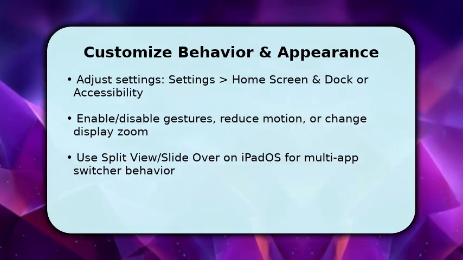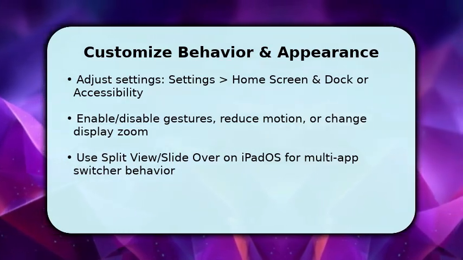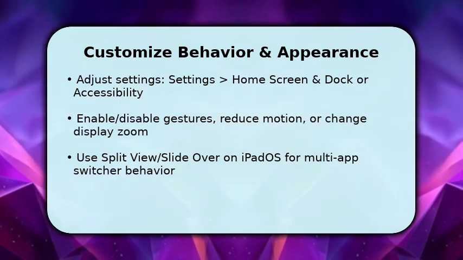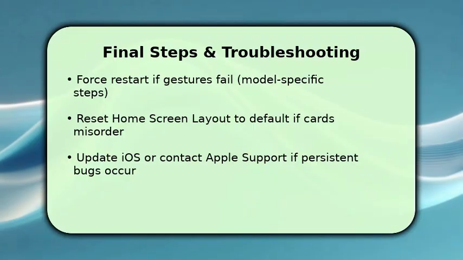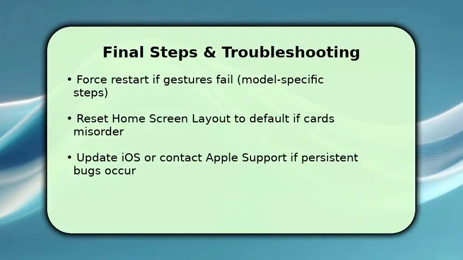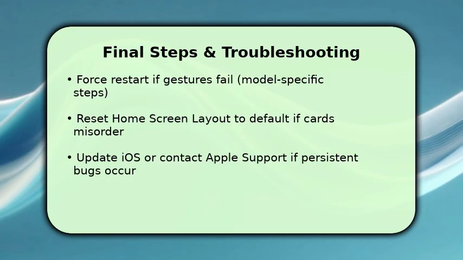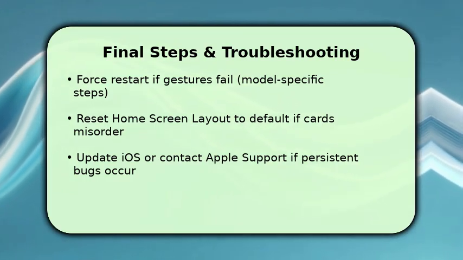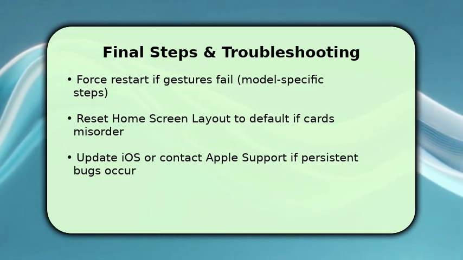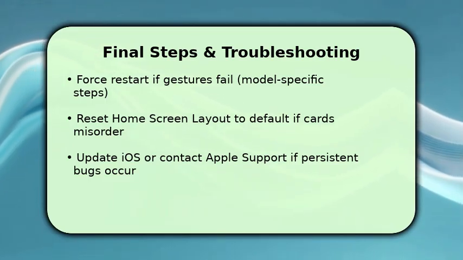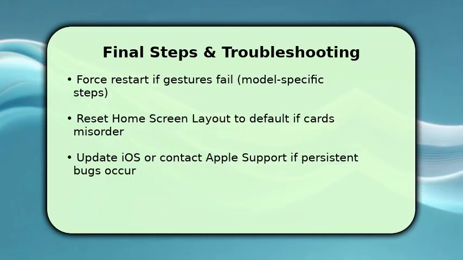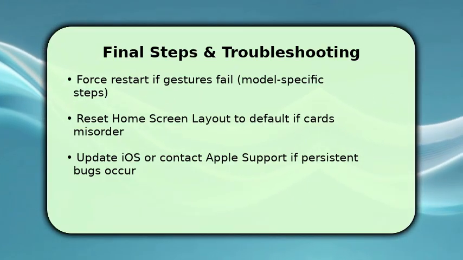You finish by testing the new behavior. Open several apps, invoke the switcher, and confirm animations, layout, and multitasking work as expected. If gestures fail, perform a force restart for your model. This clears transient issues. If card order or layout looks wrong, reset home screen layout in Settings, General, Transfer or Reset iPhone. And if problems persist, update iOS first. If that doesn't help, contact Apple support. Quick troubleshooting stops small glitches from blocking your workflow.